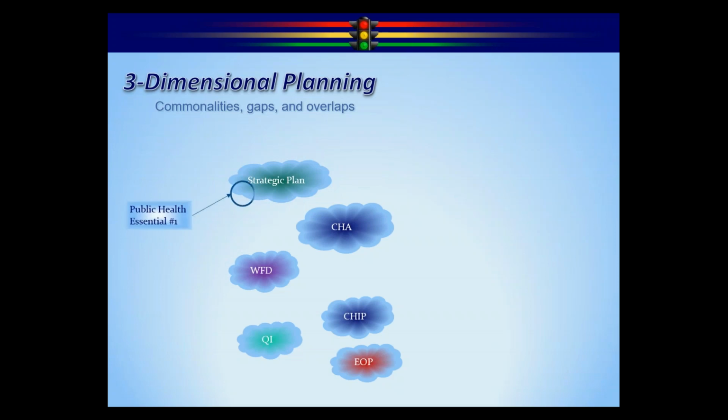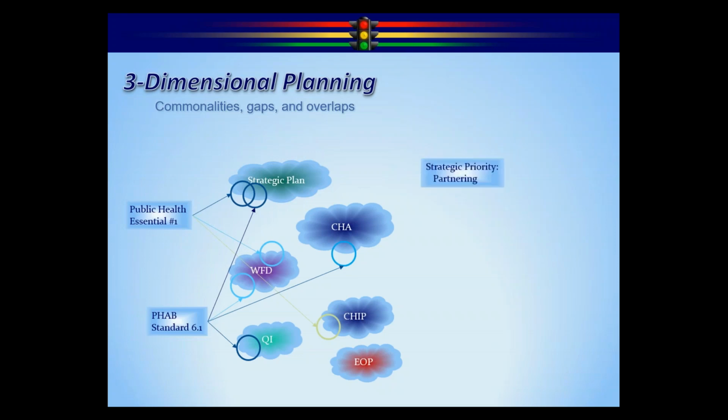It allows you to go in and say, hey, what things are we doing across the whole department that are related to public health essential number one? In the Fab world, you want to go in and say, what are we doing across the whole department related to Fab Standard 6.1? So as you're doing your site review with Fab, this is a great tool to be able to go and show the site reviewer, here's everything we're doing across the whole department related to 6.1.